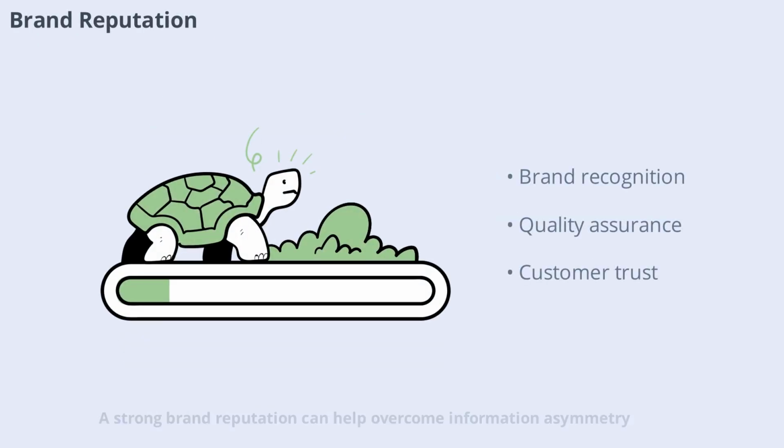A strong brand reputation can help overcome information asymmetry. Well-known brands invest in quality and customer service to build trust with buyers. When consumers recognize a brand, they feel more confident about their purchases, even if they can't inspect every detail.